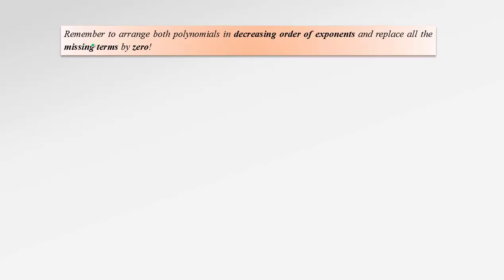When we work with long division of polynomials, remember two things. Arrange both polynomials in decreasing order of exponents, that's very important, and also replace all the missing terms by 0. That will help you to keep the powers in the same column, so it will be easy to add or subtract. Let's see. We need to find this quotient. So first of all, let's rewrite this question in a long division format. So write the divisor first, and then this will be divided into the dividend.